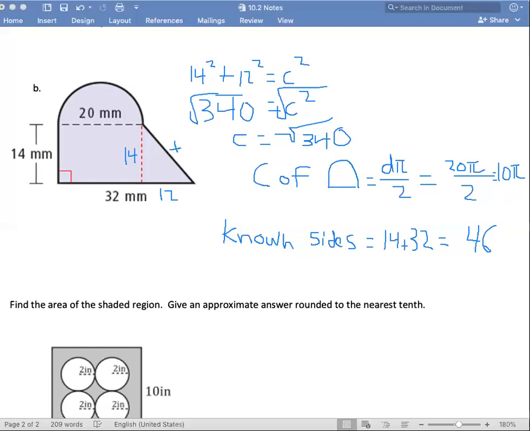And then after you add 10 pi, you should have about 49.85. Then the very last thing you're going to do is add 46. 46 represents the 2 known sides that we had at the very beginning. And if you've done all of your math correctly, the final answer should be: the perimeter is approximately equal to 95.9 millimeters. Okay, great.